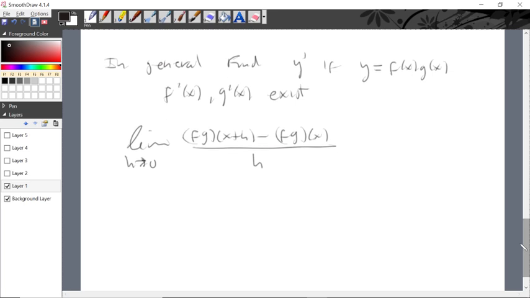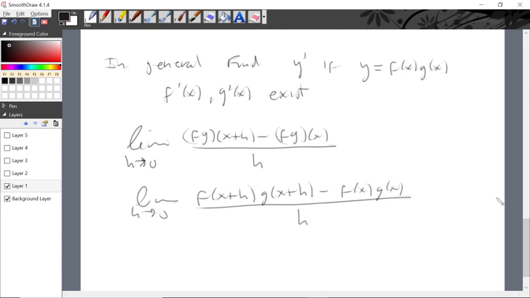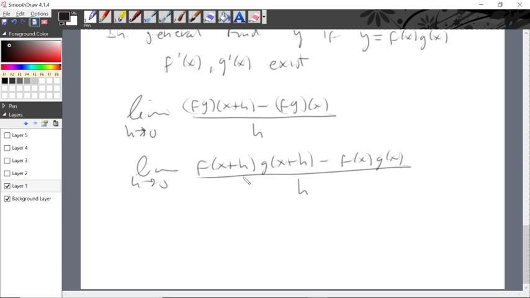Now algebraically, what this means when we have a product with an input is the same as saying that we can evaluate each of the functions at that input. So this is the limit as h goes to 0 of f of x plus h times g of x plus h minus f of x times g of x, and all that is over h. Now let's take a little closer look at this f of x plus h.